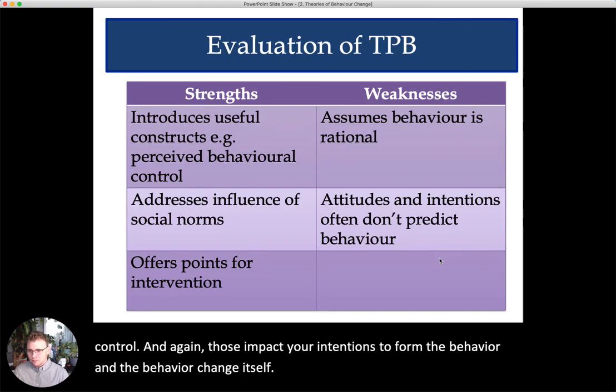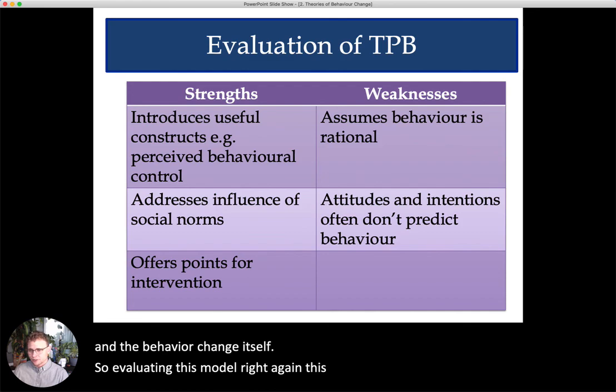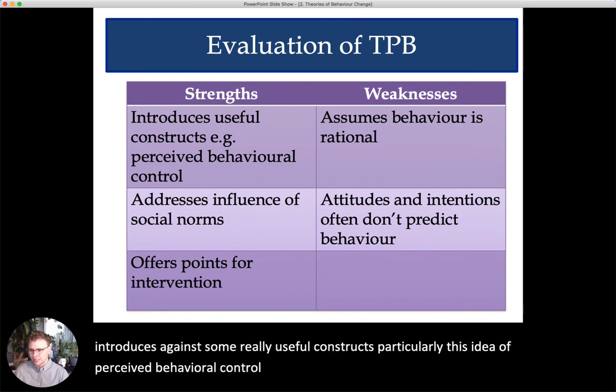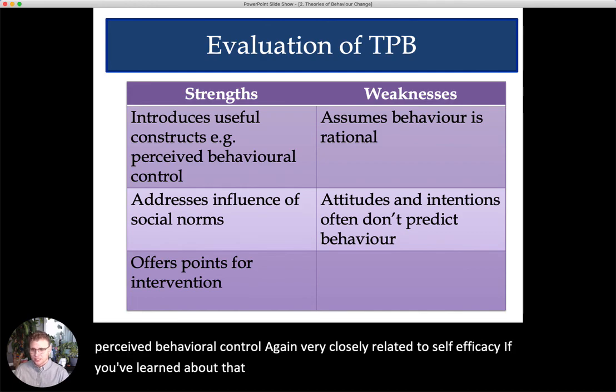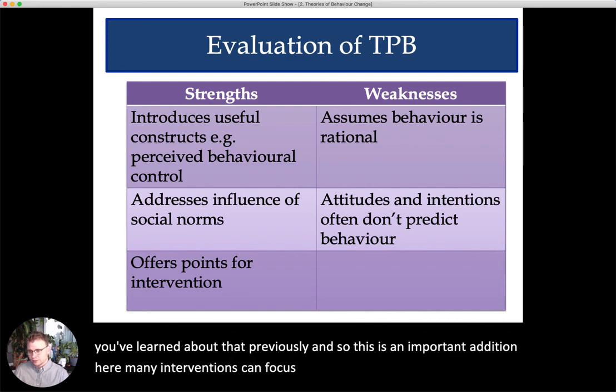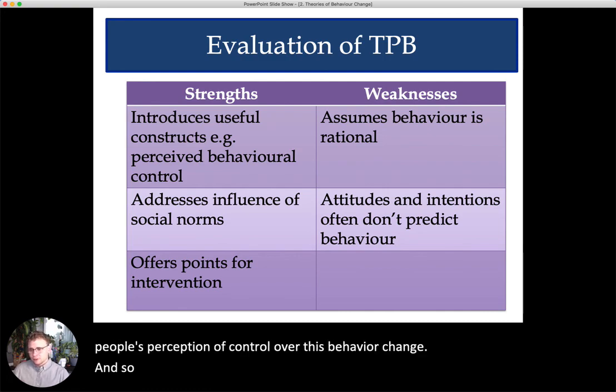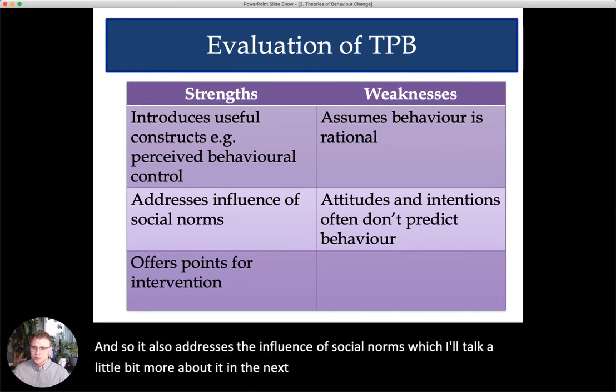So evaluating this model, right, again, this has a lot of strengths. It introduces, again, some really useful constructs, particularly this idea of perceived behavioral control, again, very closely related to self-efficacy, if you've learned about that previously. And so this is an important addition here. Many interventions can focus on that, trying to increase people's perception of control over this behavior change. And so it also addresses the influence of social norms, which I'll talk a little bit more about in the next section of this lecture. But it does include this in the model.